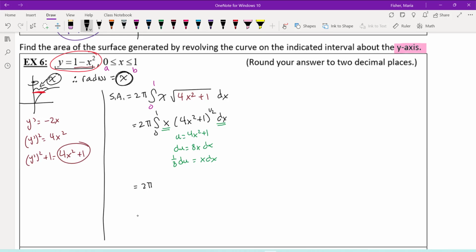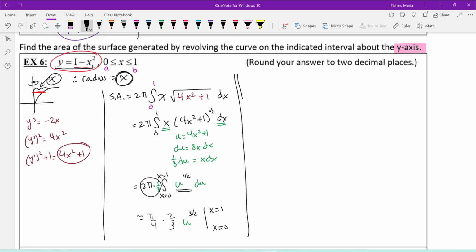Therefore, we have 2 pi times the integral from x equals 0 to x equals 1 of, and this just becomes u raised to the 1/2, and then times that 1/8 du. Well, cleaning up over here, this becomes pi over 4, and if I integrate u to the 1/2, I get 2/3 u raised to the 3/2, and this still gets evaluated from x equals 0 to x equals 1. Moving over here to the right, because we ran out of space, our surface area is going to equal, well, if I clean this up, that becomes pi over 6.